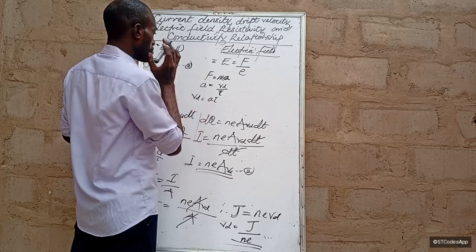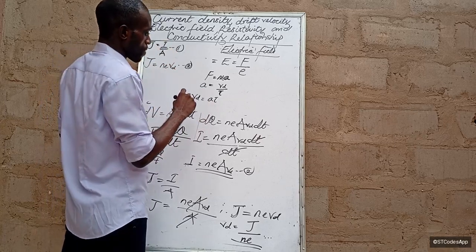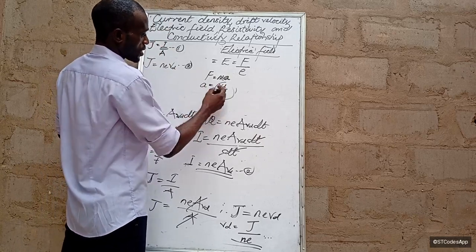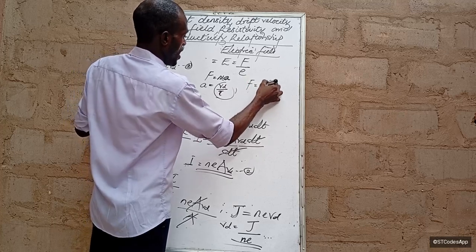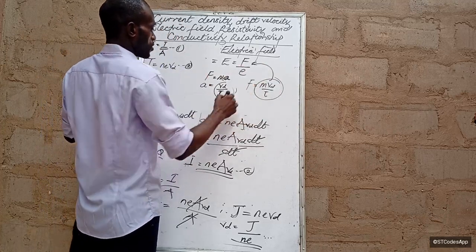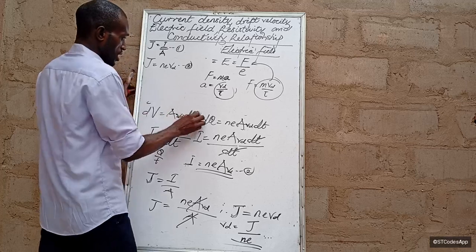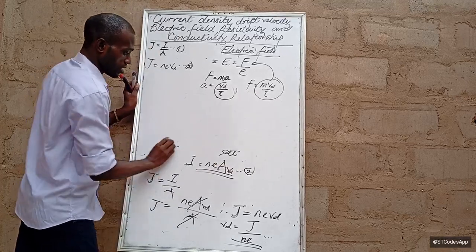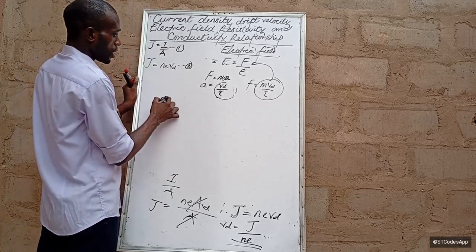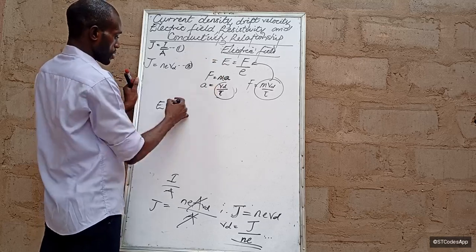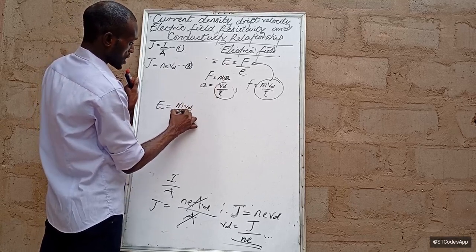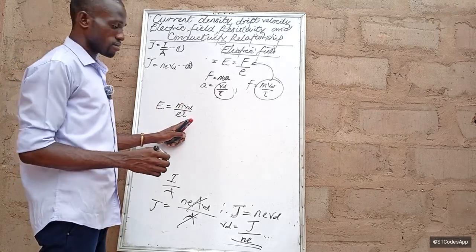What that means is that since A is equal to this, then F will be equal to mv sub d over tau. Now we are going to use this to replace that in the equation. And our electric field E vector becomes mv sub d over e tau. Is this clear? All right.